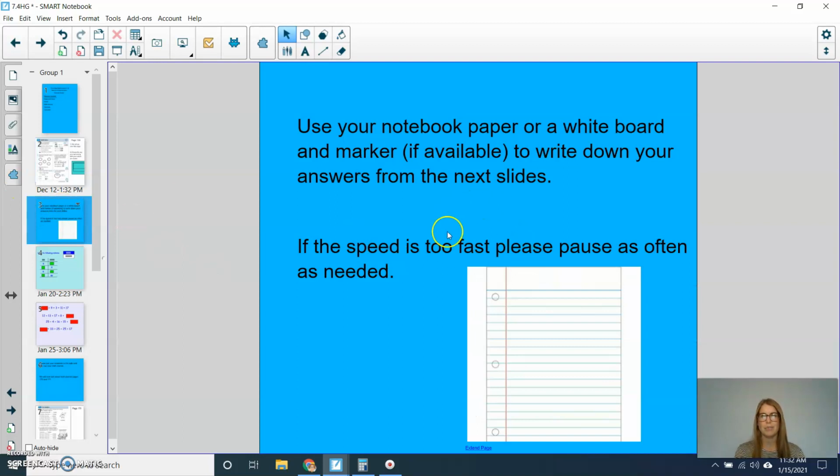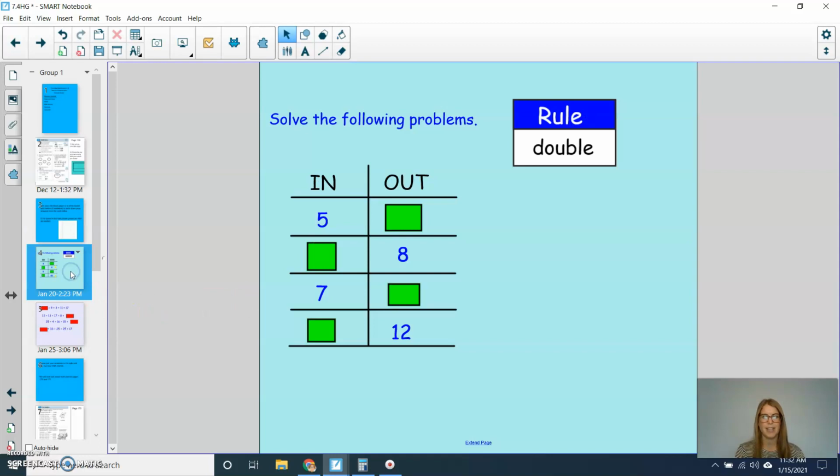For our next slides, please use your notebook paper or whiteboard and marker if available to write down your answers. If the speed is ever too fast, pause as often as needed. So for our first questions, we're thinking about an in and out, and we're thinking about double. If I have 5 and I'm doubling it, what would come out? You can either say the answer or write the answer on your whiteboard, but you should have had 10. Well, what if I have 8? So I'm thinking about what's half of 8. You should have said 4.